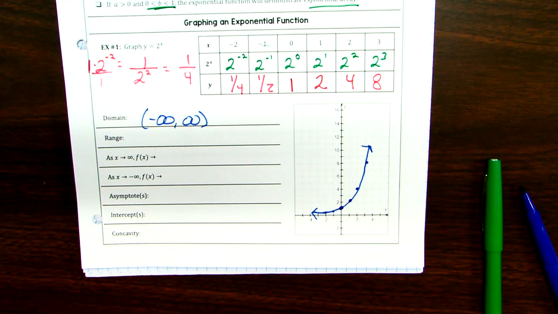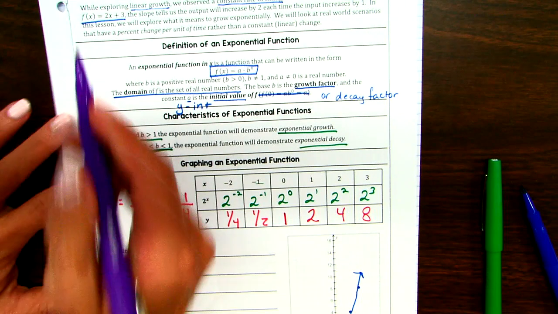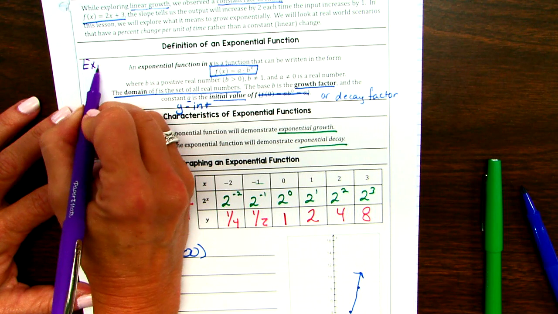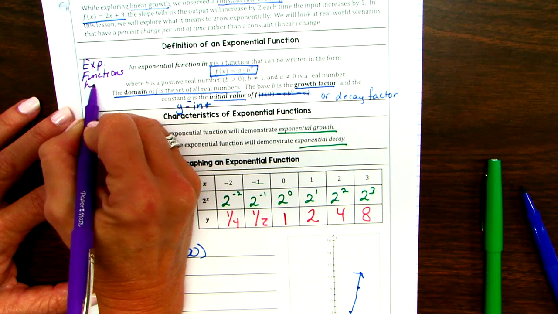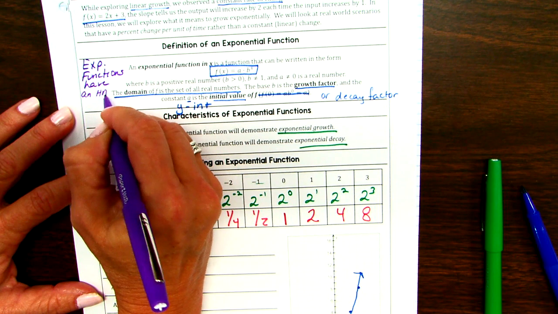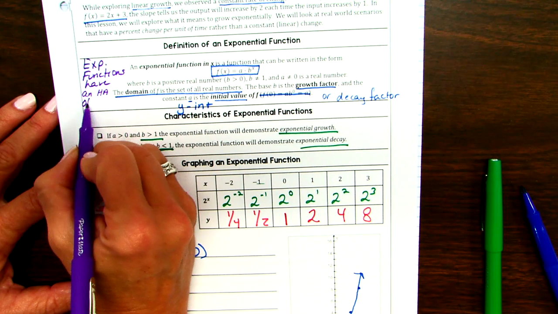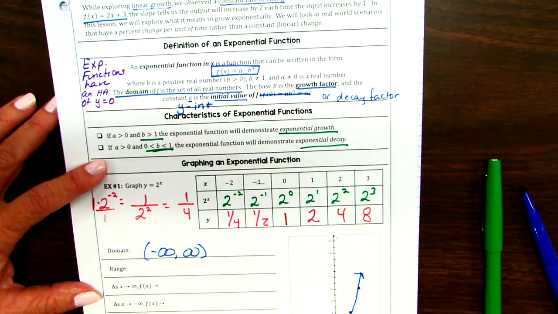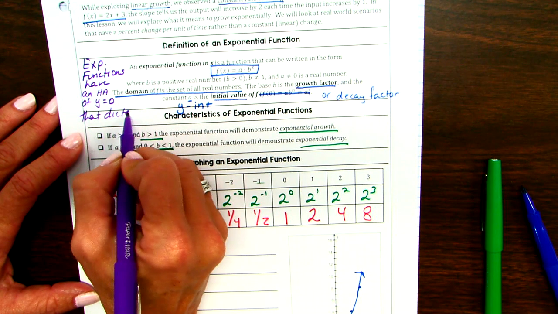One more thing I want you to add up to the top, if you want, exponential functions have an HA. You guys remember what my abbreviation HA is for? Horizontal asymptote of y equals 0 that dictates end behavior. So I'm going to explain that.